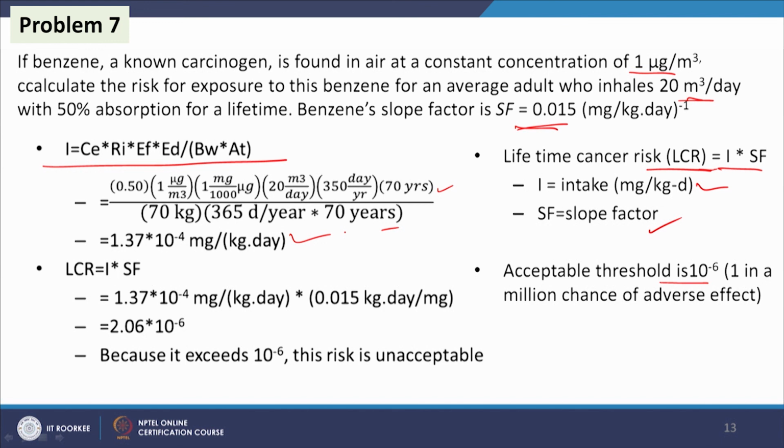Then LCR is equal to I into SF. So, I we are getting 1.37 into 10 to the minus 4, and the SF value is given, 0.015. So, we will multiply it, and we are getting 2.06 into 10 to the minus 6. But the threshold value is 10 to the minus 6, and here the value is more, 2.06 into 10 to the minus 6. So, this exceeds the 10 to the minus 6 limit. So, this risk is unacceptable. Okay. So, that will be hazardous for health.